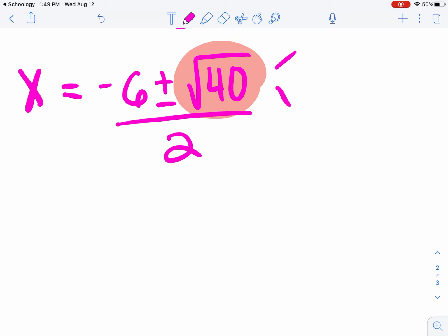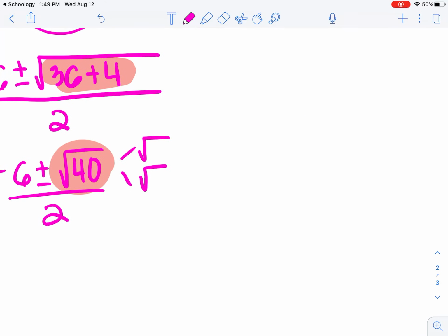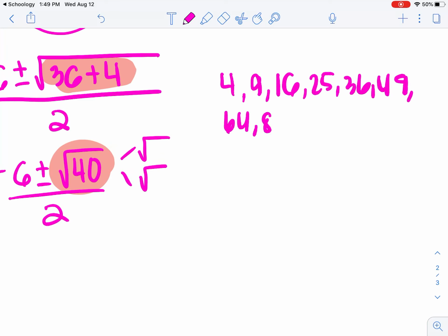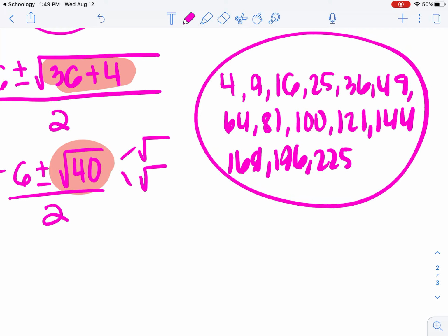Root 40 is simplifiable without a calculator. What is the biggest perfect square that goes into 40? If you're having a hard time understanding what I'm asking you, what are your perfect squares? 2 squared is 4, 3 squared is 9, 4 squared is 16, 25, 36, 49, 64, 81, 100, 121, 144, 169, 196, 225. These we expect you to have memorized, okay? And then now I need to know the biggest one that goes into 40, okay?